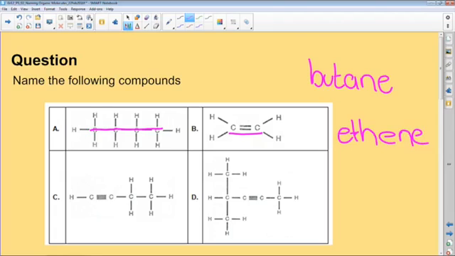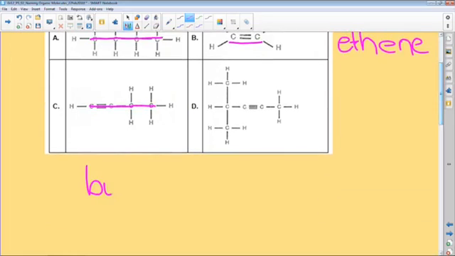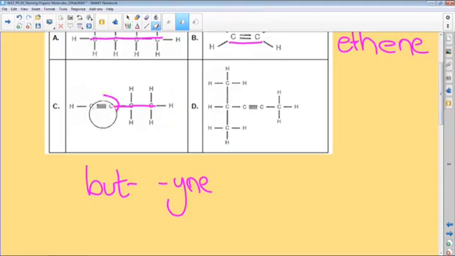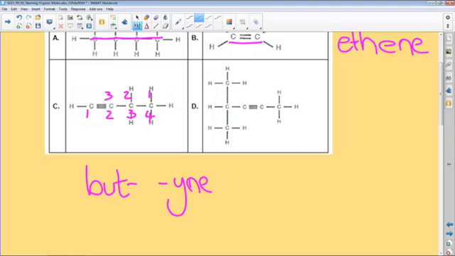Now we get to the next one, and we go, well, let's see, the longest chain is 1, 2, 3, 4 carbons. Okay, so I know it's going to be but. And there was a triple bond over there, so I know it's going to be yne. Okay, now watch what I'm doing here. We have to say where the triple bond is, because with butyne, it can be where we can see it now, or it can be somewhere else. So watch, if we go here, that's the first carbon, that's the second carbon, that's the third carbon, that's the fourth carbon. You can also number it from the other way around, so we can go 1, 2, 3, 4.